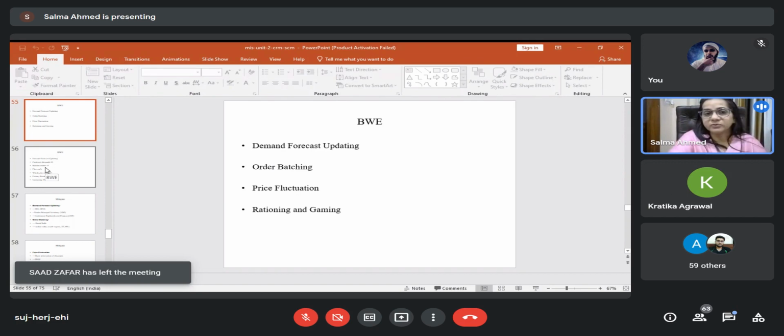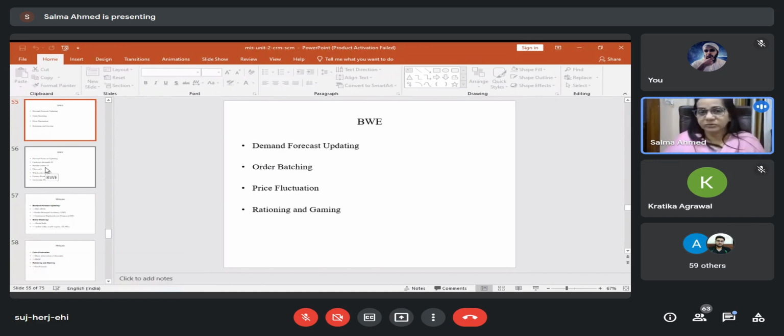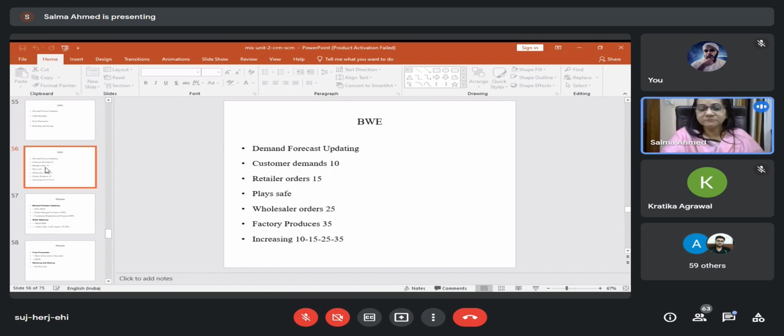See, in order batching, what we do is, say we want to take benefit of a full truckload. So I wait till my orders are sufficient to fill up the entire truck for dispatch. We are working on full truckload, so we do not replenish on a daily basis. We wait until the orders are sufficient for dispatch, and only then we make a dispatch. This is what we call order batching.